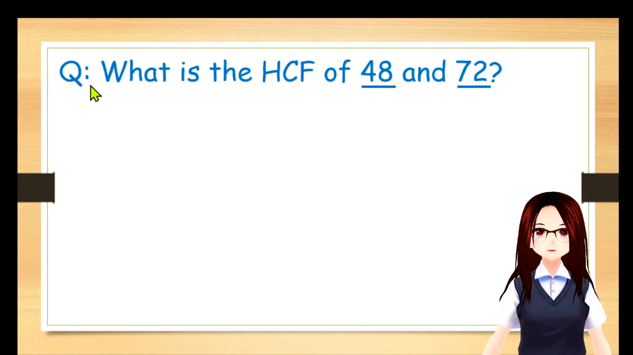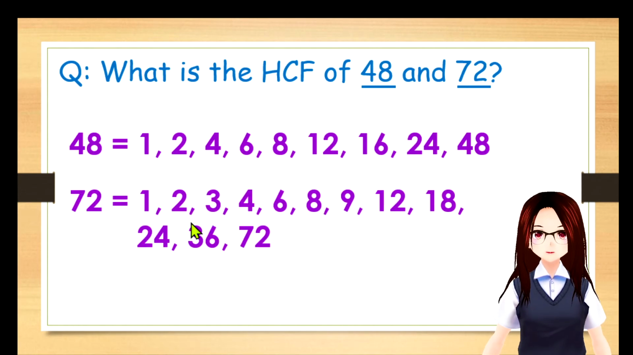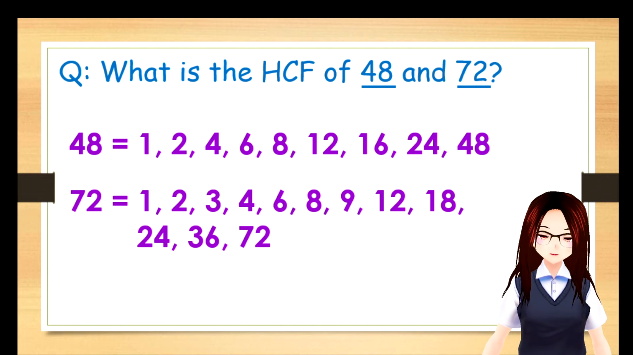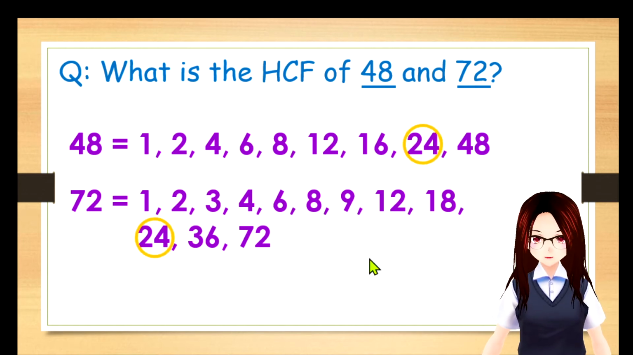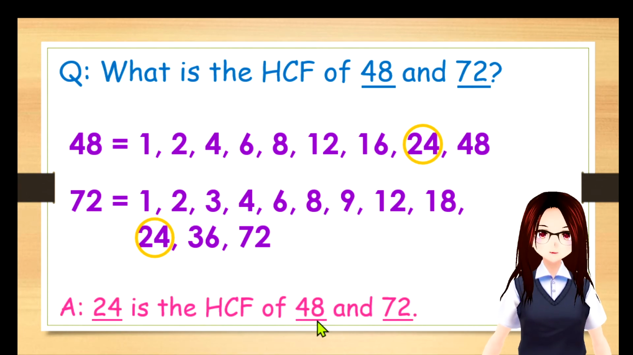Another example. What is the HCF of 48 and 72? So here, we list the factors of 48, and here, we list the factors of 72. So let's find the highest common factor. So, for this pair, we have 24. 24 is the highest common factor of 48 and 72.